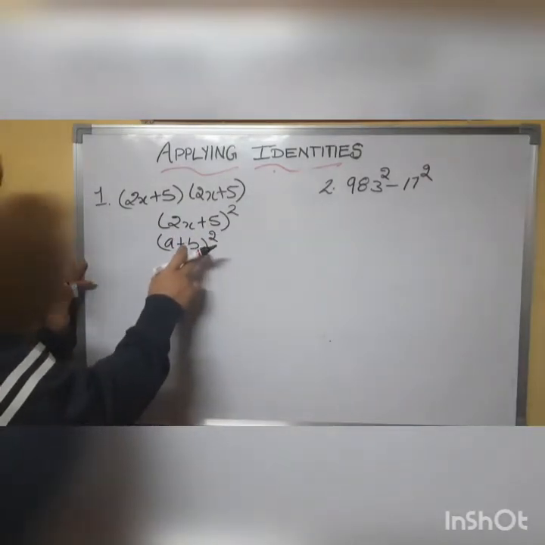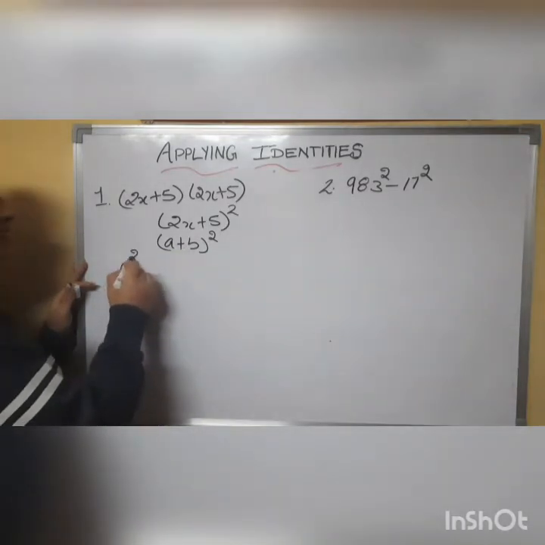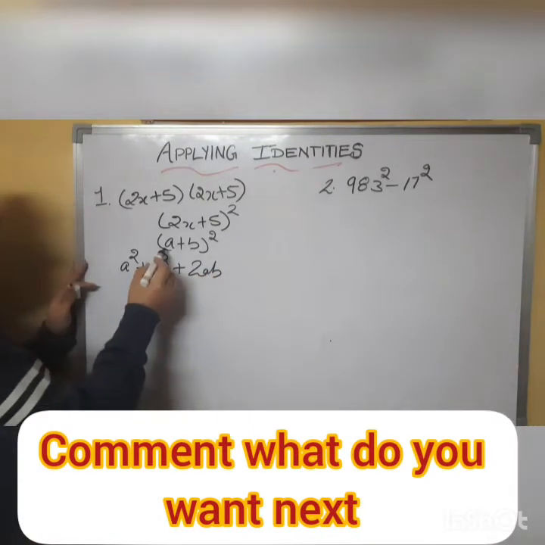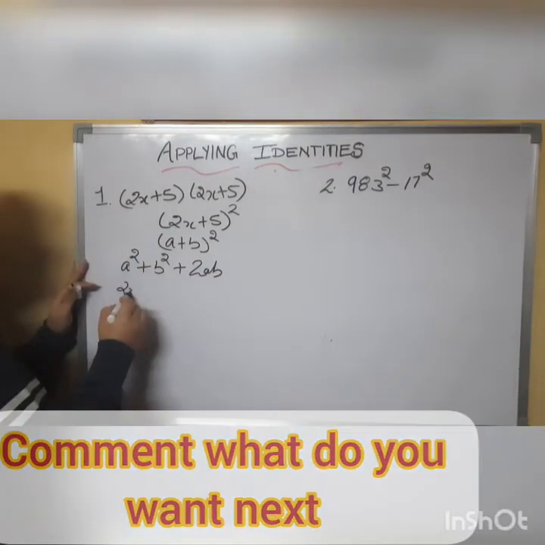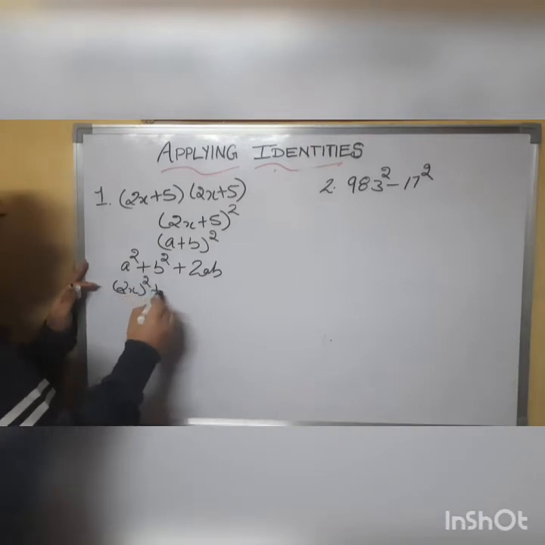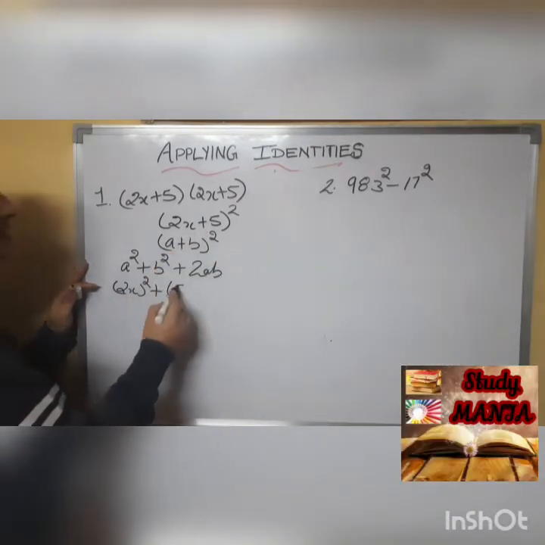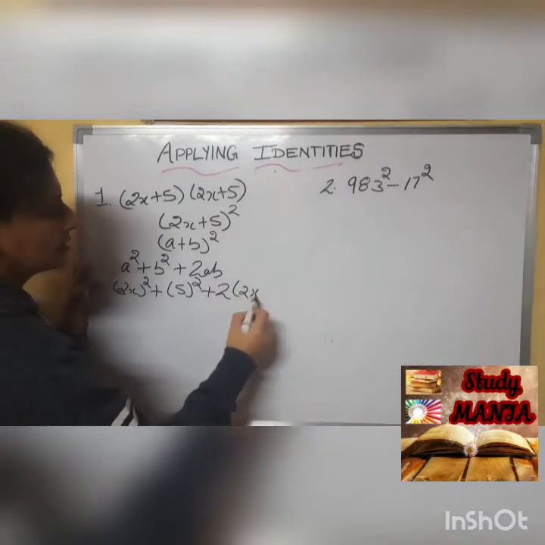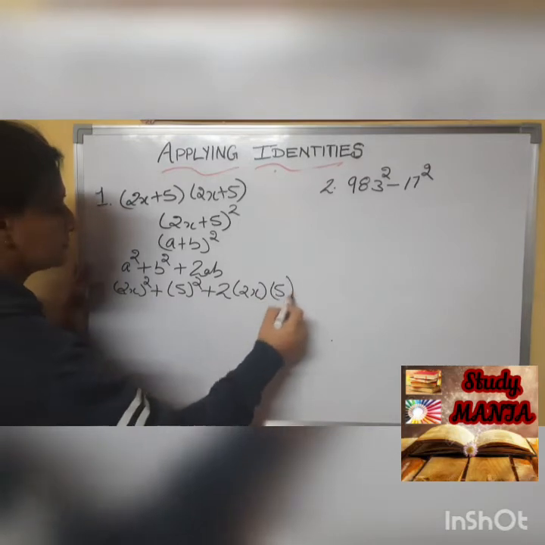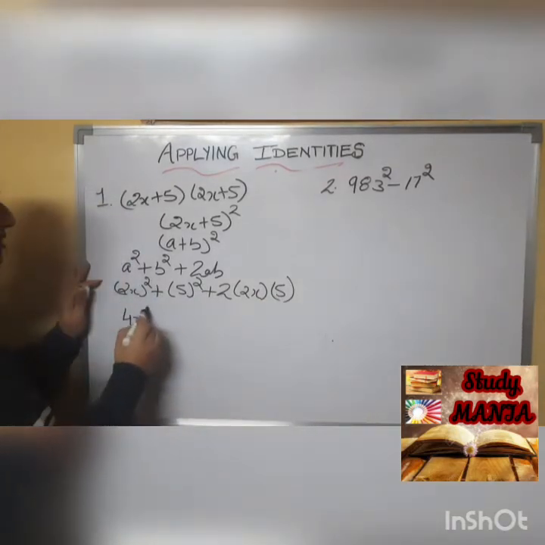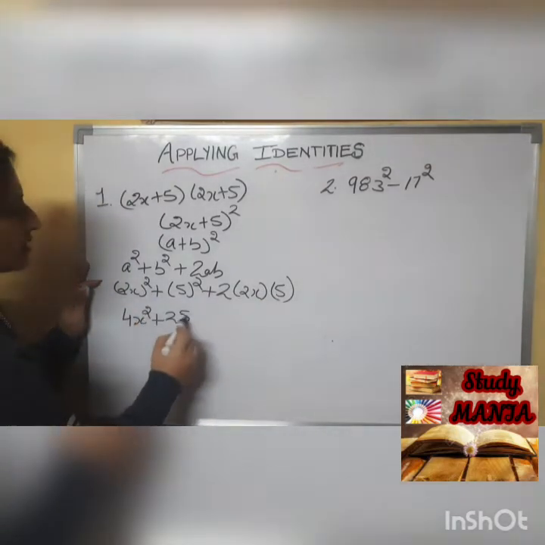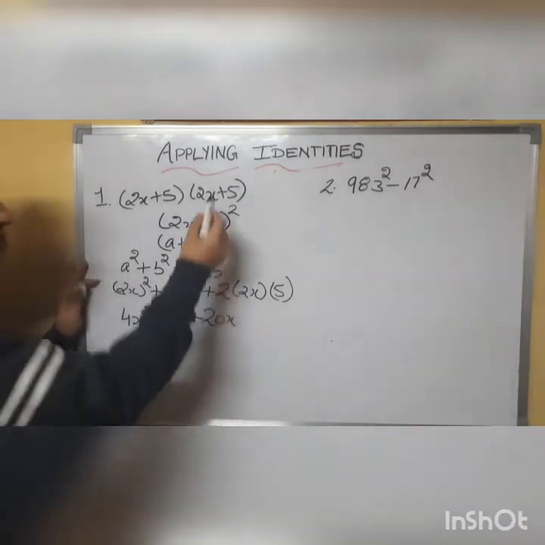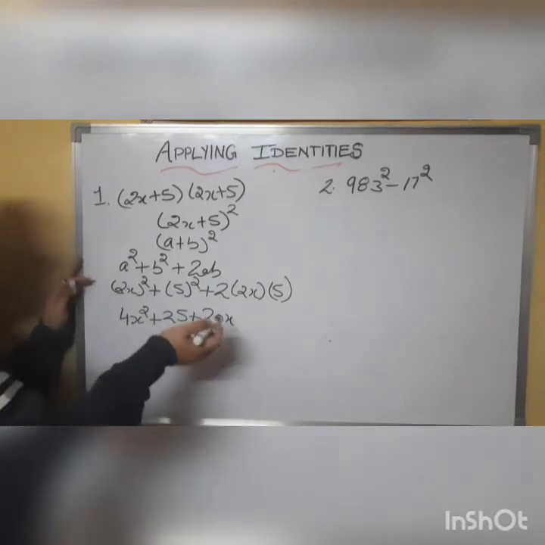Now (a plus b) whole square, how can it be expanded? a square plus b square plus 2ab. So substituting 2x instead of a in this case, and instead of b we will substitute 5. By applying this, we reach the conclusion: 4x square plus 25 plus 2 2s are 4, 4 5s are 20, 20x. So here we got the solution of the first type of question.